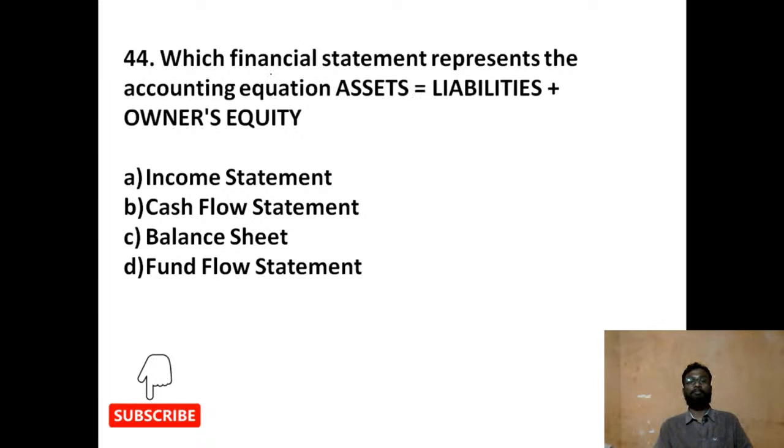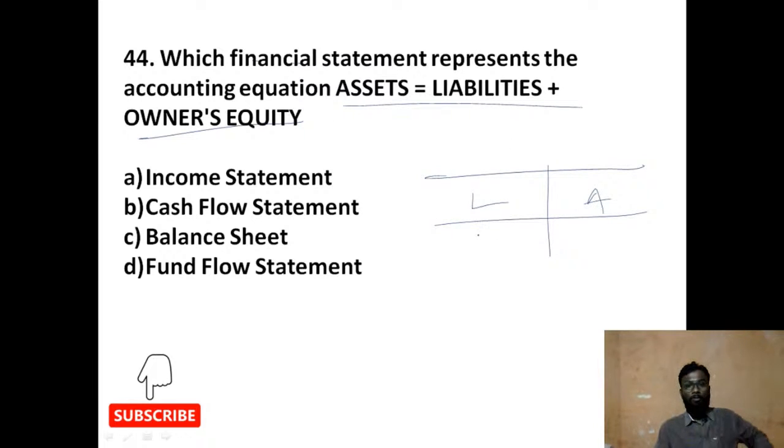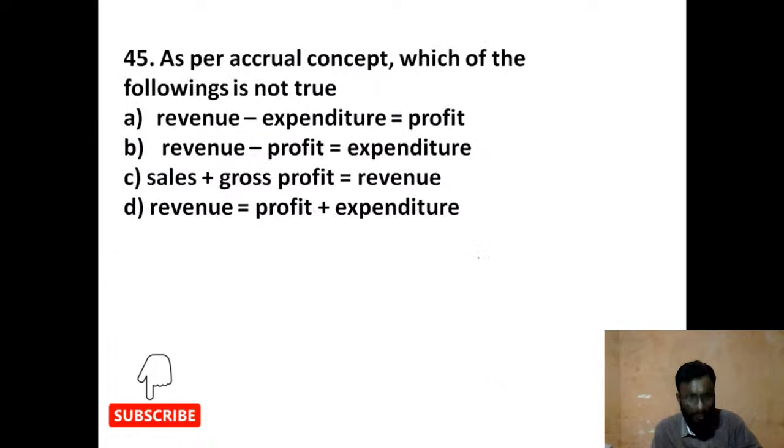Which financial statement represents the accounting equation: assets equals liabilities plus owner's equity? The balance sheet. The balance sheet is the statement where the equation assets equals liability plus owner's equity is given. Yes, very good.